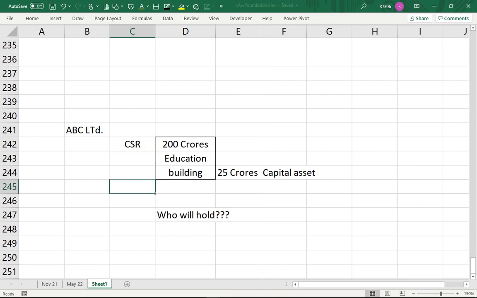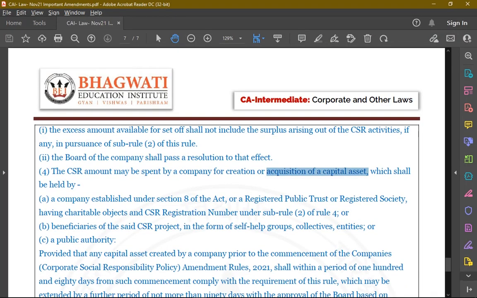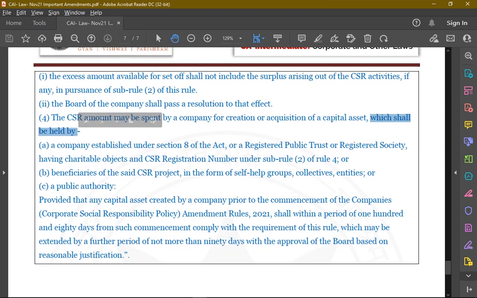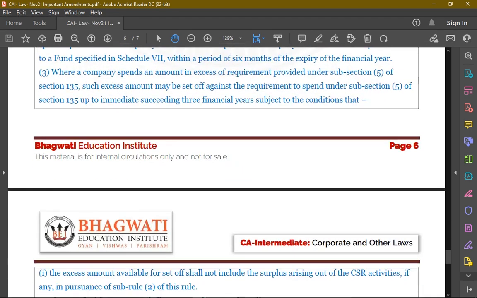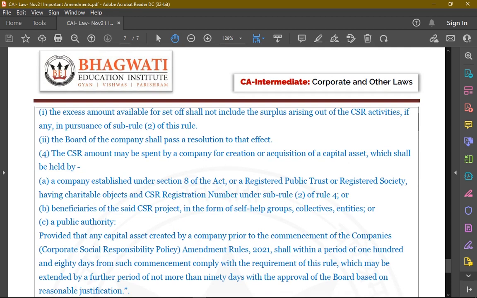So earlier there was no provision on who can hold this capital asset, but now the government of India has come up with this beautiful provision. It says that the CSR amount spent by a company for creation or acquisition of a capital asset shall be held by these 4 different entities. No one else other than these 4 can have this. So first of all, any company which is a Section 8 company, or a registered public trust or registered society having charitable objects and having the CSR registration number by filing which form over here? CSR1. So they should have this CSR registration number, and then and only then they can hold it.